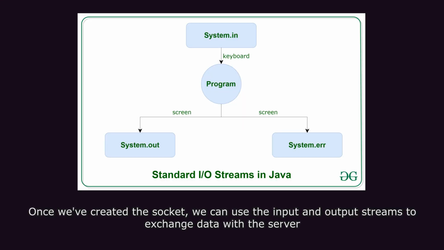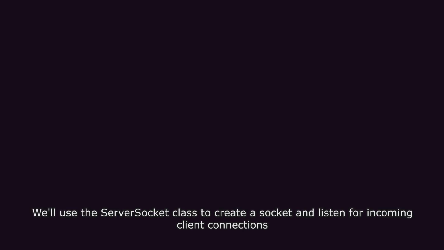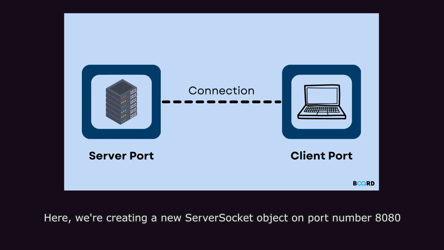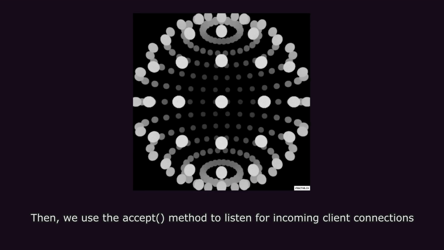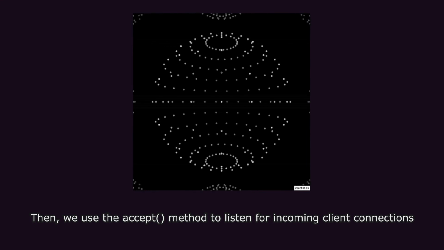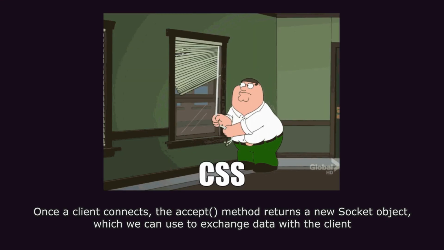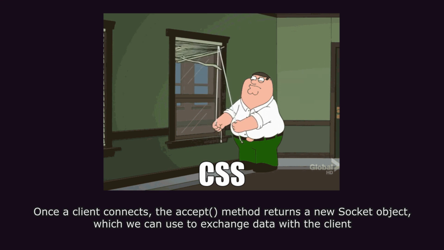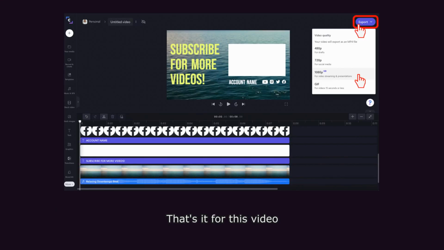Once we've created the socket, now let's see how to create a server-side connection. We'll use the ServerSocket class to create a socket and listen for incoming client connections. Here is the code. Here we are creating a new ServerSocket object on port number 8080. Then we use the accept method to listen for incoming client connections. Once a client connects, the accept method returns a new Socket object, which we can use to exchange data with the client.